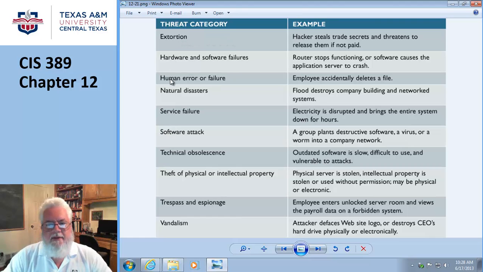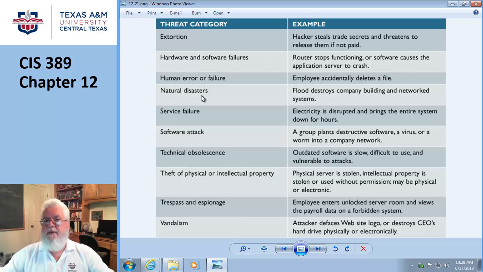And we're talking about extortion and hardware failures. We had a scenario where we were working in an organization and they were doing maintenance, so they turned the firewall off and forgot. And so for a day and a half, we had no incoming firewall, and we got hammered big time. And it was because somebody made a mistake. So that was human error.